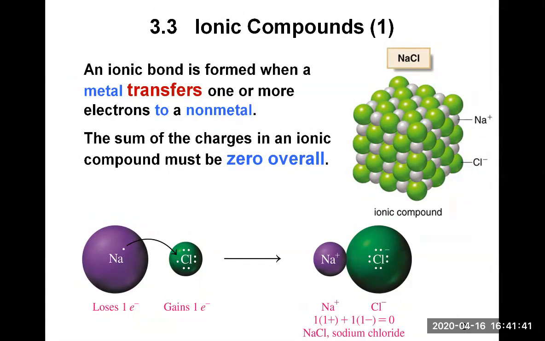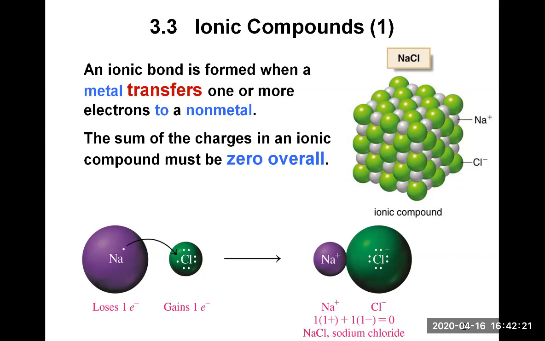And because metals like to lose electrons and non-metals like to gain electrons, what happens is that the metal transfers one or more electrons to the non-metals. And so this way they become cations and anions. And then there is a strong electrostatic attraction and they bind. And so the sum of the charges in an ionic compound must be zero overall. And that's really the driving concept that will allow you to write formulas for ionic compounds.